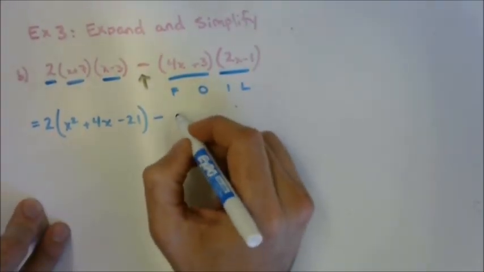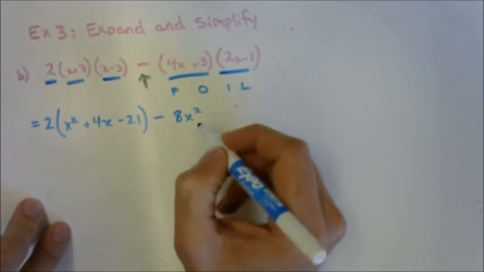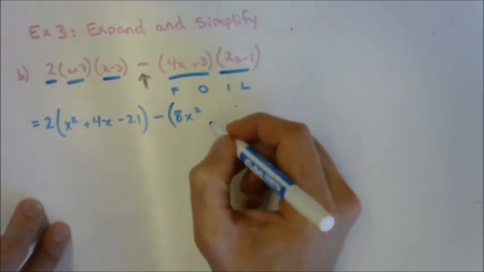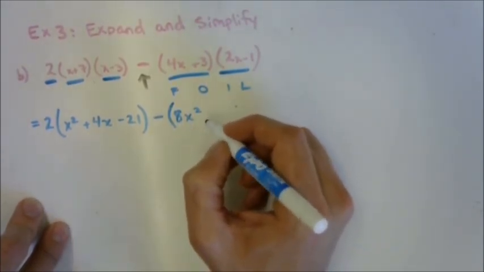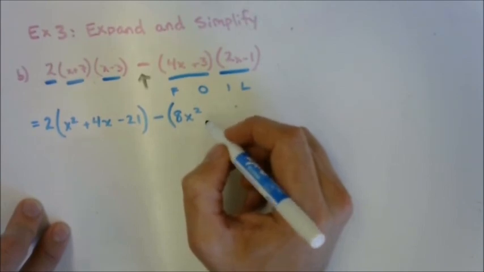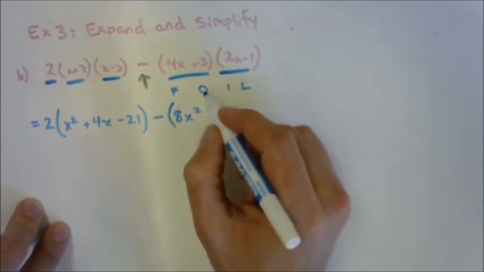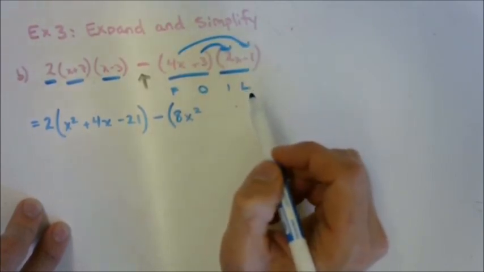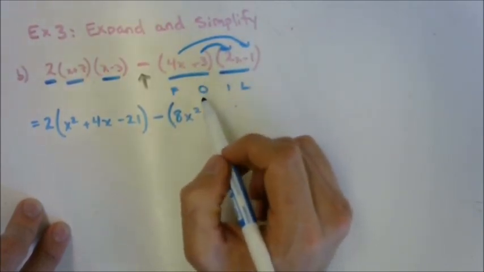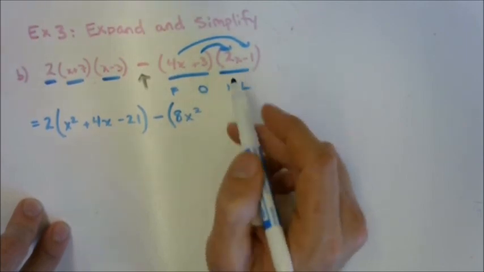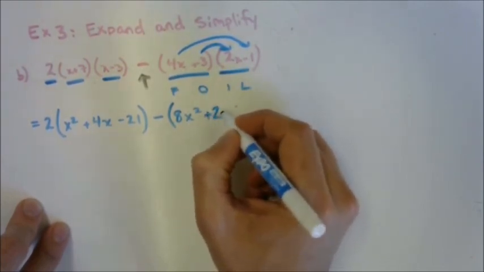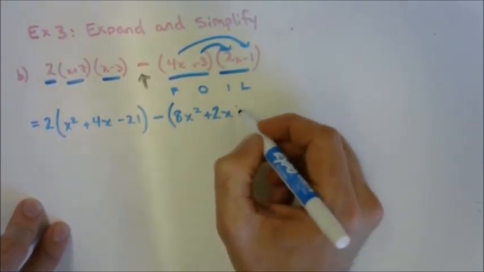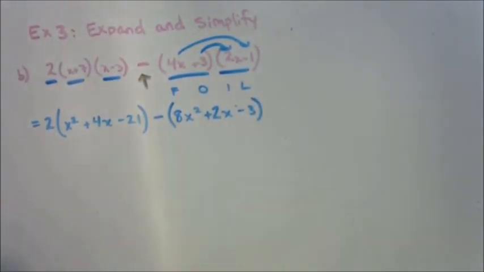Never skip. So here we got 8x squared, and it's in brackets. Oh, I see what you did. You're smart. This is going to be 6x minus 4x. See that? 2 steps in one. Outside and inside: 6x minus 4x is 2x. And last times last is negative 3.